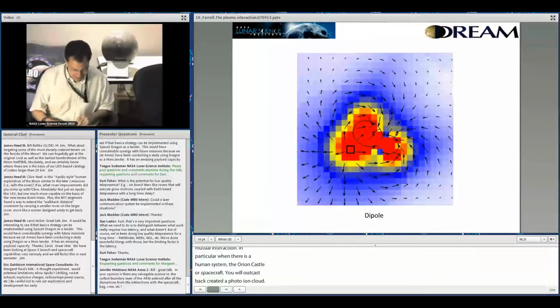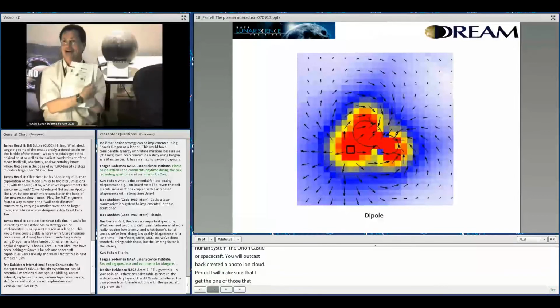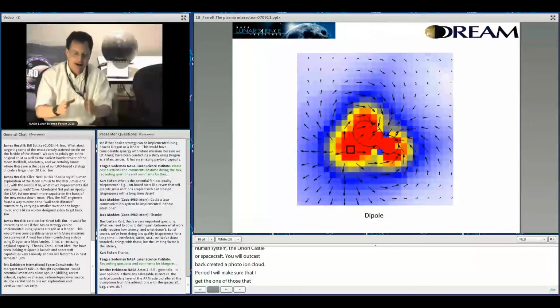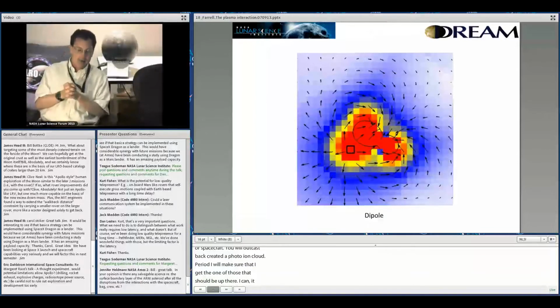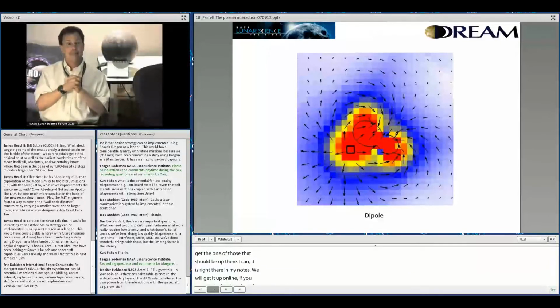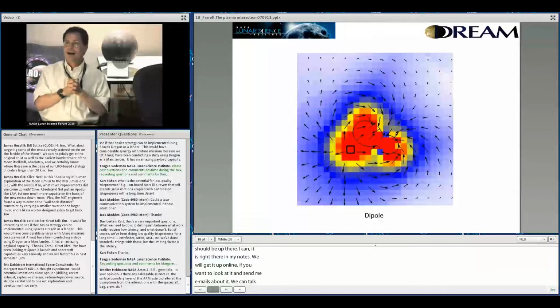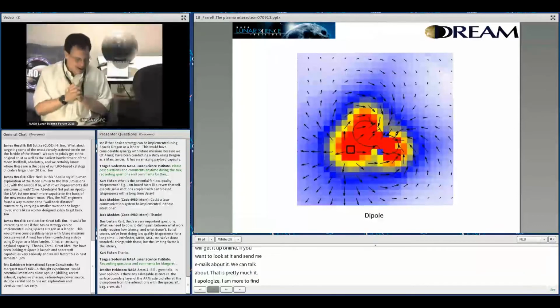I will make sure that I get the talk up there, because it's right here in my notes. You see I got pictures and everything. And we'll get it up online, so if you want to look at it and send me emails about it, we can talk about it. But anyway, I guess that's pretty much it. And I apologize. I'm kind of mortified here that I lost it. At least I didn't fall off the back of the stage, Greg. But there really was a talk here.